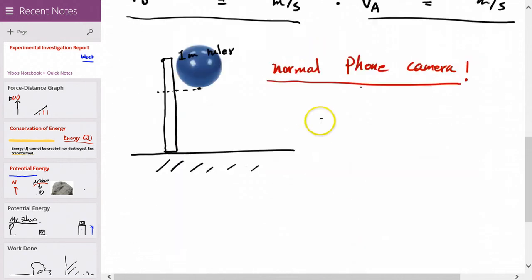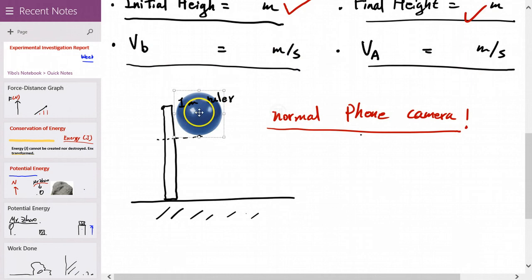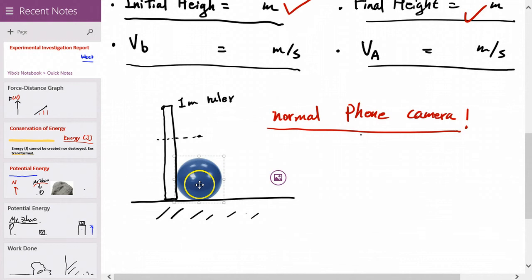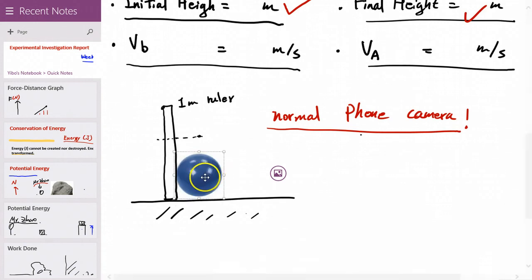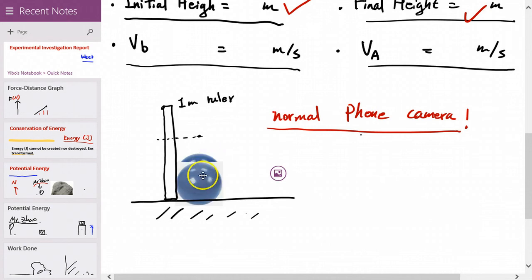Now, the difficult thing is to measure the velocity just before the ball contacts the ground, before the impact, and the velocity right after the impact. This is really hard to do because it depends on the quality of your phone. Sometimes it's very hard to measure. If the frame rate of the videos made by your phone is really low, then it's really hard to measure the speed.